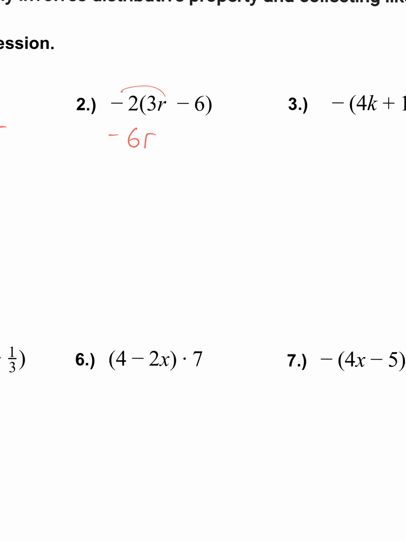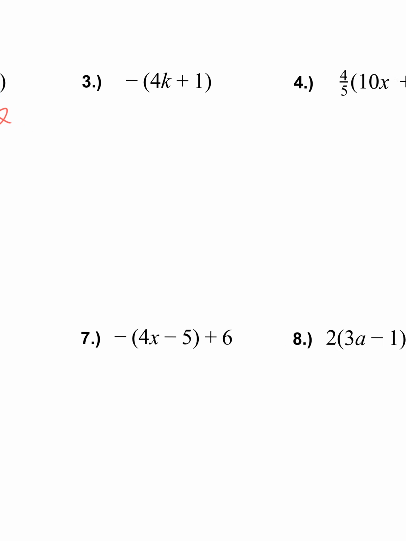Then we're going to multiply negative 2 times negative 6. This sign in front of the number goes with the number. So this second multiplication problem is negative 2 times negative 6. And negative 2 times negative 6 is positive 12. So we are going to add our second term and make it say plus 12. Positive 12 and plus 12 are the same thing here. So negative 2 times the quantity of 3r minus 6 is the same thing as negative 6r plus 12.